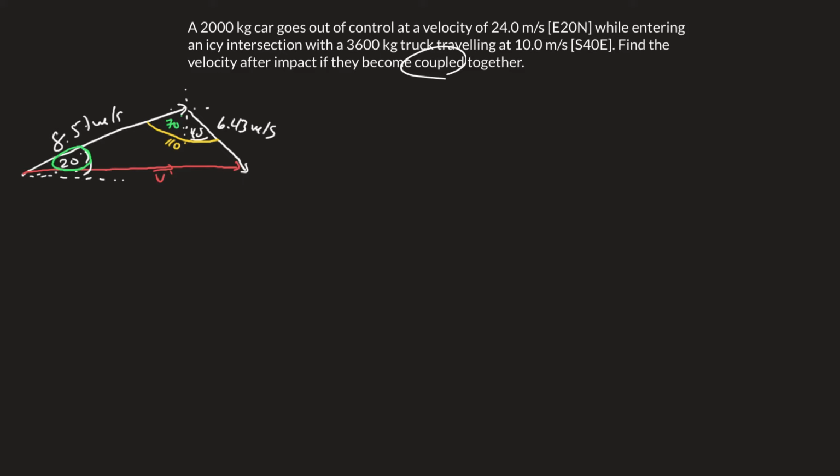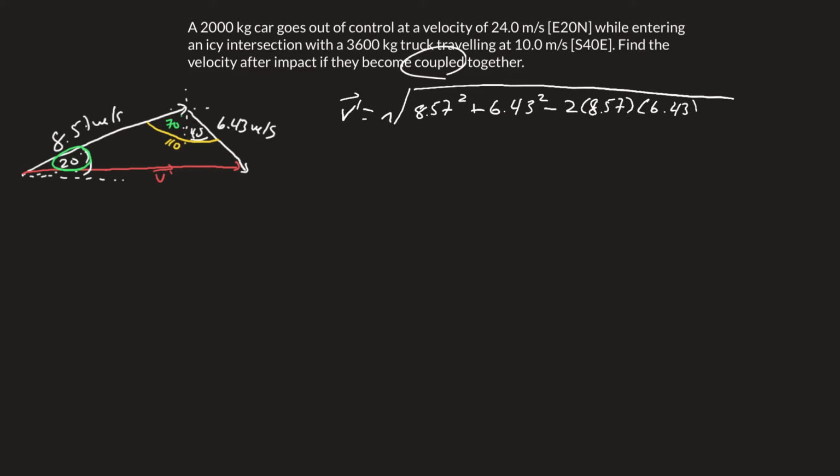So if this is the triangle that represents our vector addition, then we can just make use of the cosine law, which is going to say that v prime squared is equal to one side squared, so we'll pick 8.57 squared, and I'm going to ignore units just to make sure it can all fit, plus the other side squared, 6.43 squared, minus 2 times the first side, 8.57, times the second side, 6.43, times the cosine of the angle across from the side we're looking for. So that is 110 degrees. If you put that all into a calculator, what you're left with is 12.3 meters per second.